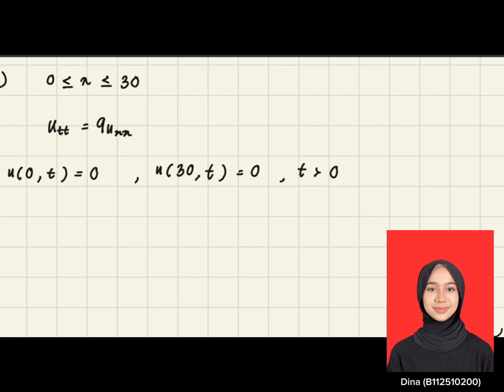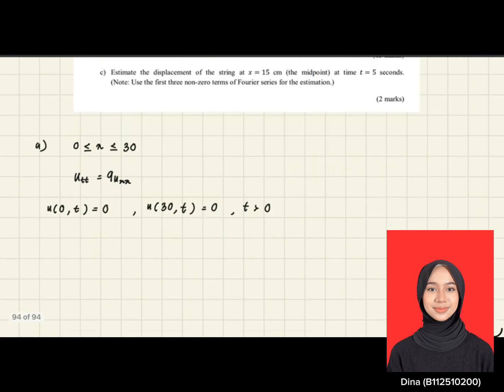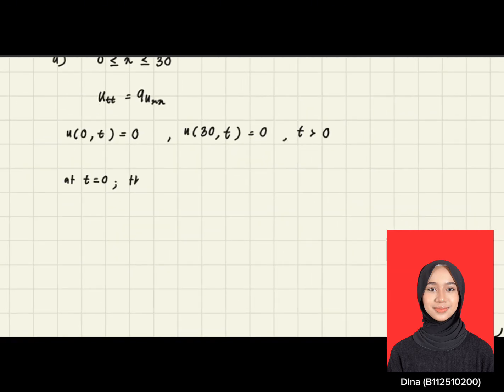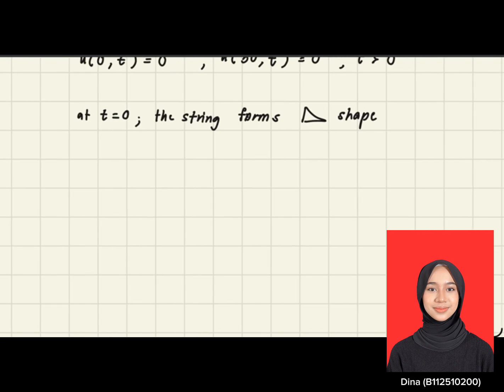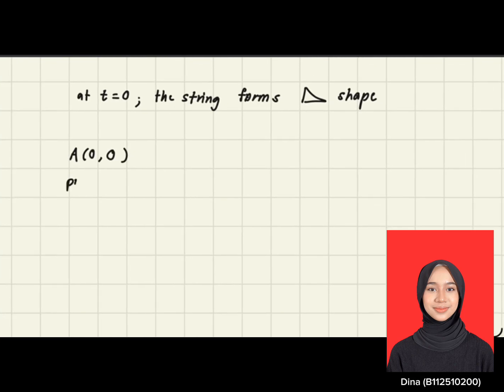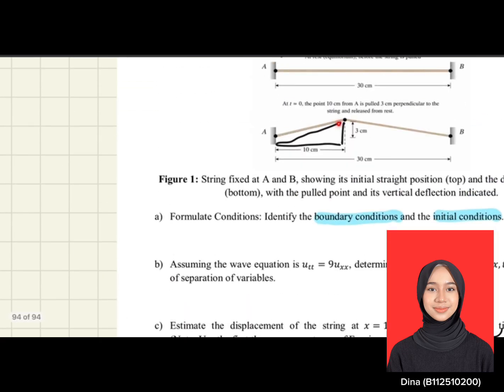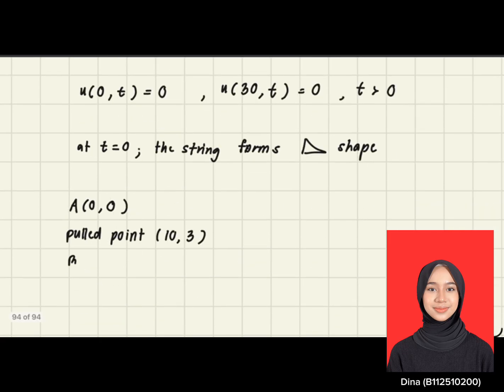The question says a point located 10 cm from end A is pulled and released. So at t equals 0, the string forms a triangle shape. Using coordinates, A is (0,0), the pull point is at (10,3), and point B is (30,0).